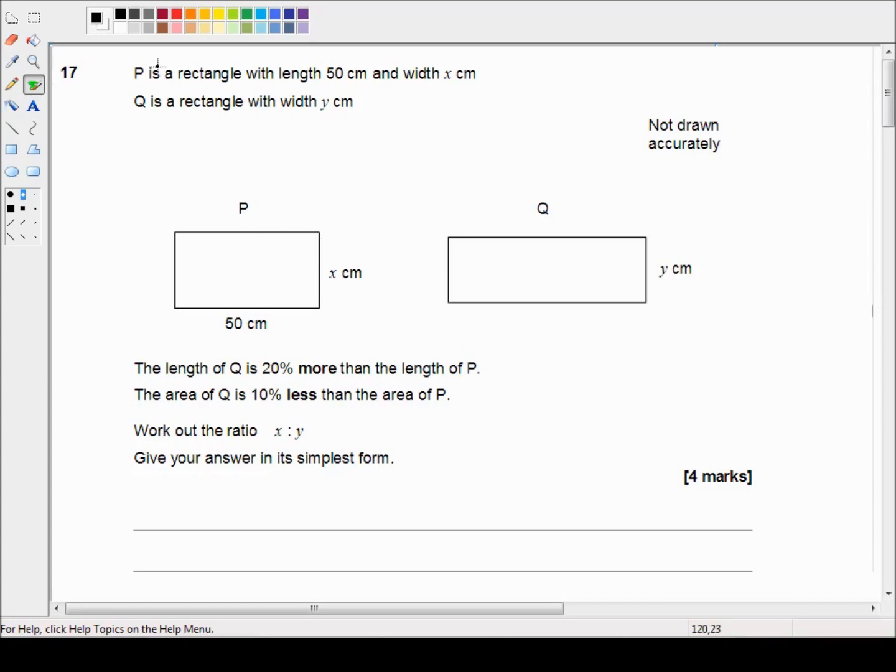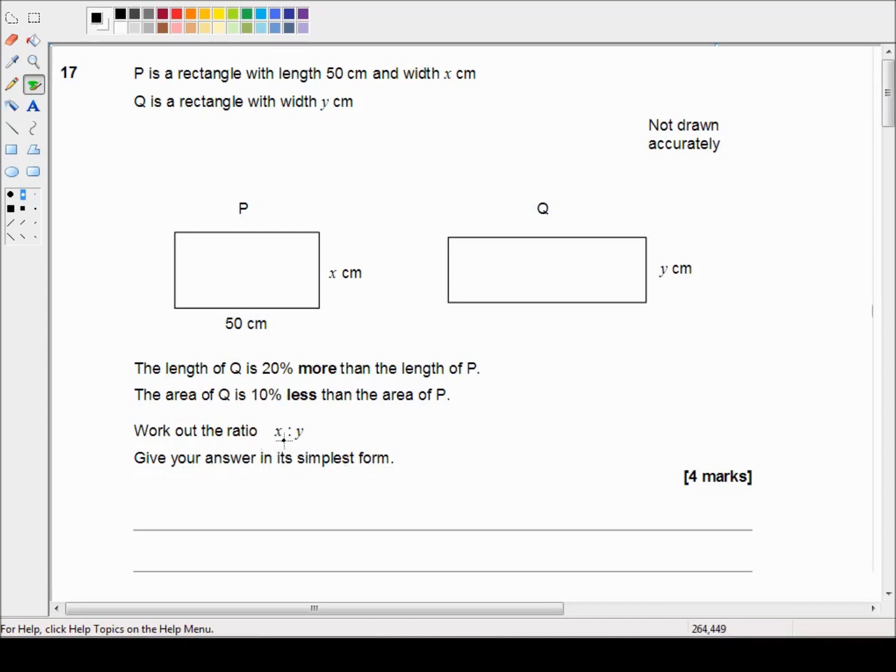Question 17 reads, P is a rectangle with length 50 centimetres and width 8 centimetres. Q is a rectangle with width y centimetres. The length of Q is 20% more than the length of P. The area of Q is 10% less than the area of P. Work out the ratio of x to y. Give your answer in its simplest form.